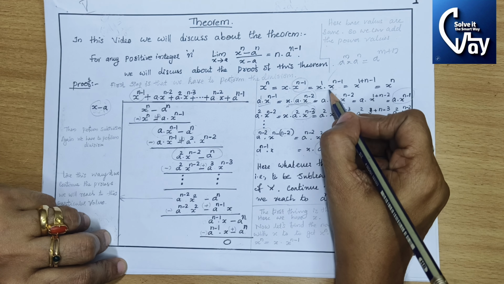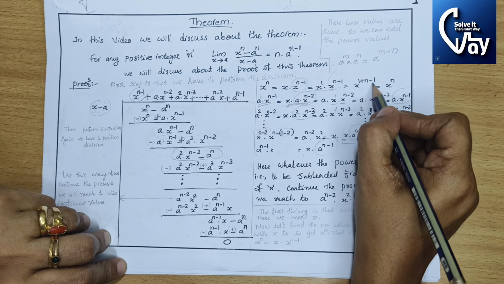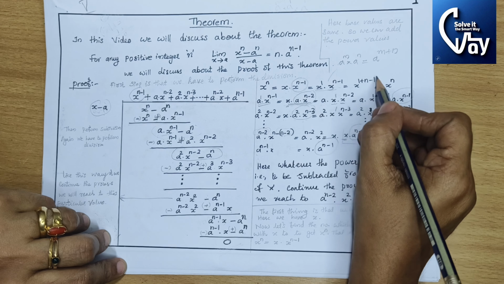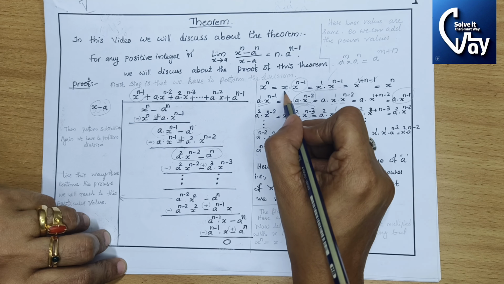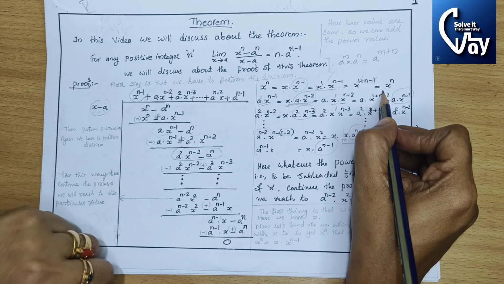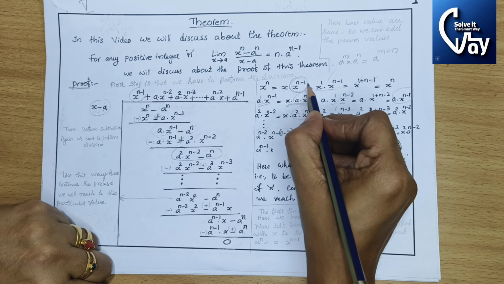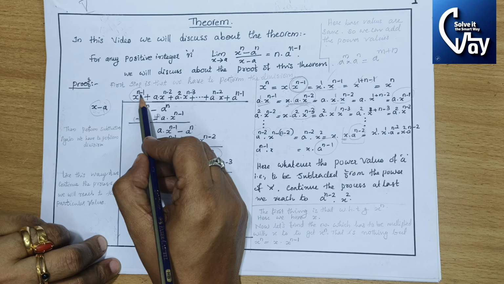x raised to 1 into x raised to n minus 1 equals x raised to 1 plus n minus 1. Here minus 1 and plus 1 get cancelled. We get x raised to n. So we multiply x with x raised to n minus 1 and we got x raised to n. So this is our quotient, x raised to n minus 1. What is the next step?